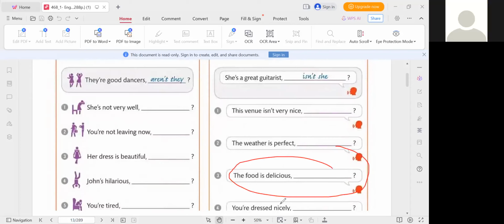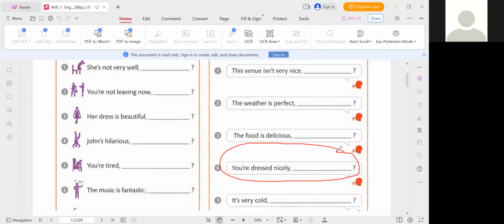The food. Okay, the food is delicious. So what should be the question tag? The food is delicious. Isn't it? Or it could be isn't it? Okay. So how about the next one? Your dress? Okay. Your dress nicely. So what should be the question tag? Yes. Okay, right. Very good. How about next one?